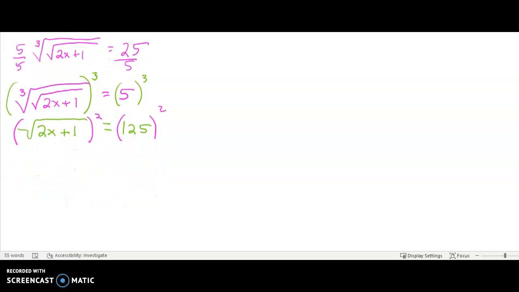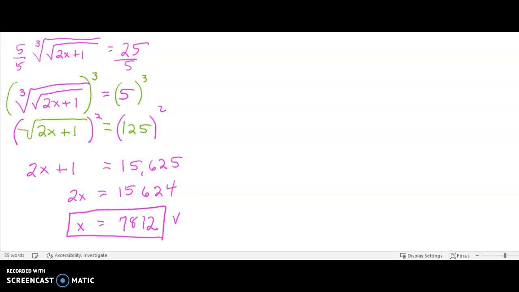With a calculator, we have 125 squared. I get 15,625. And on the left side, squaring cancels out square rooting, so we have 2x plus 1. We'll subtract 1, which gives us 2x equals 15,624. Divide by 2, and we get 7,812. We would check that answer in the original problem, and it does work.